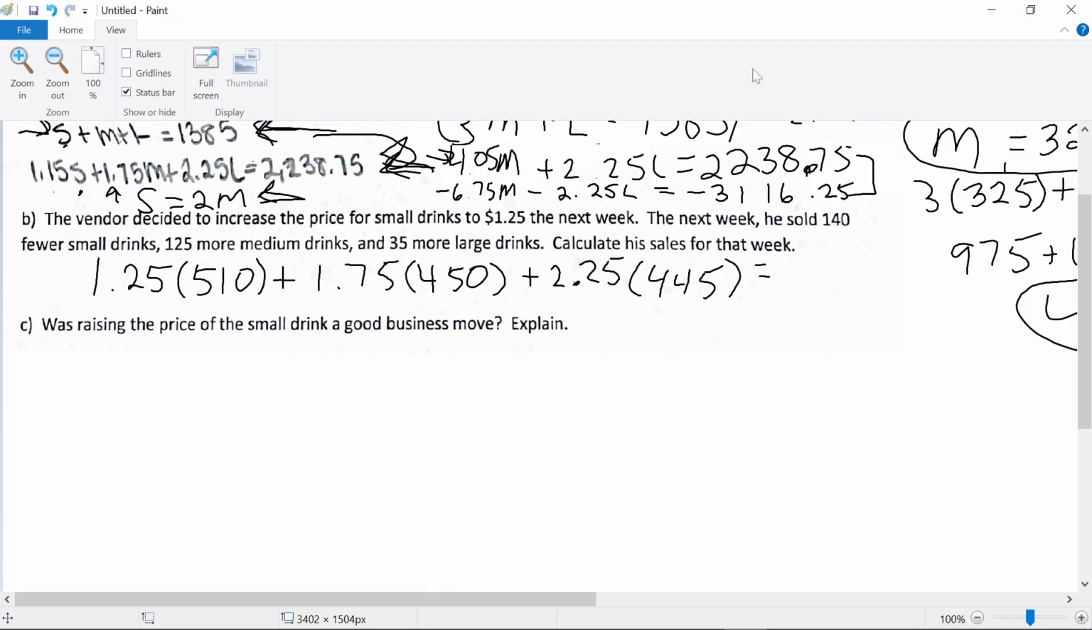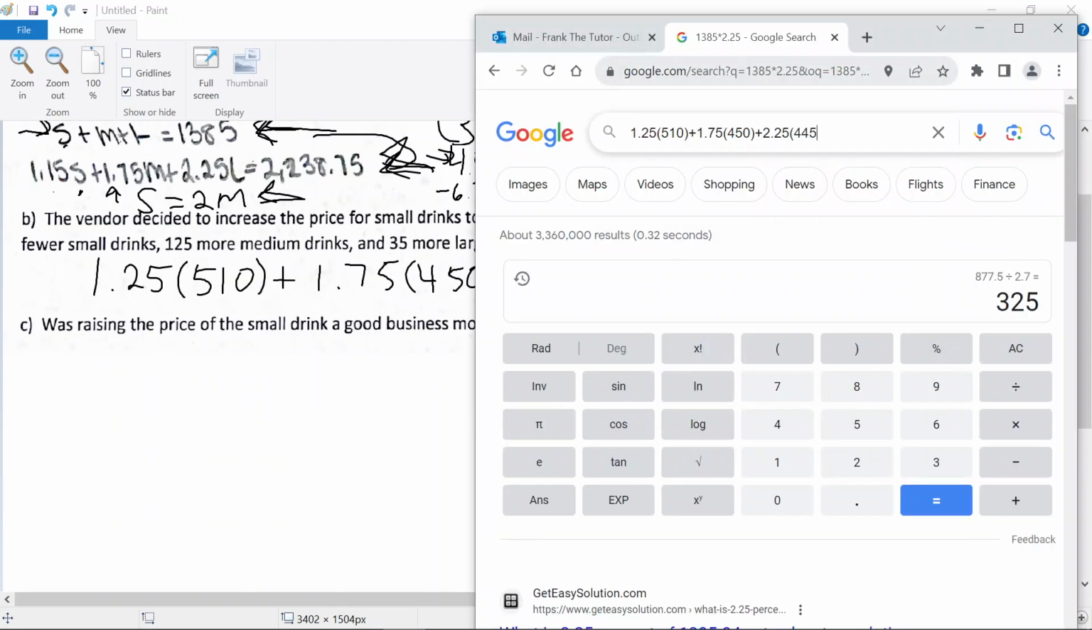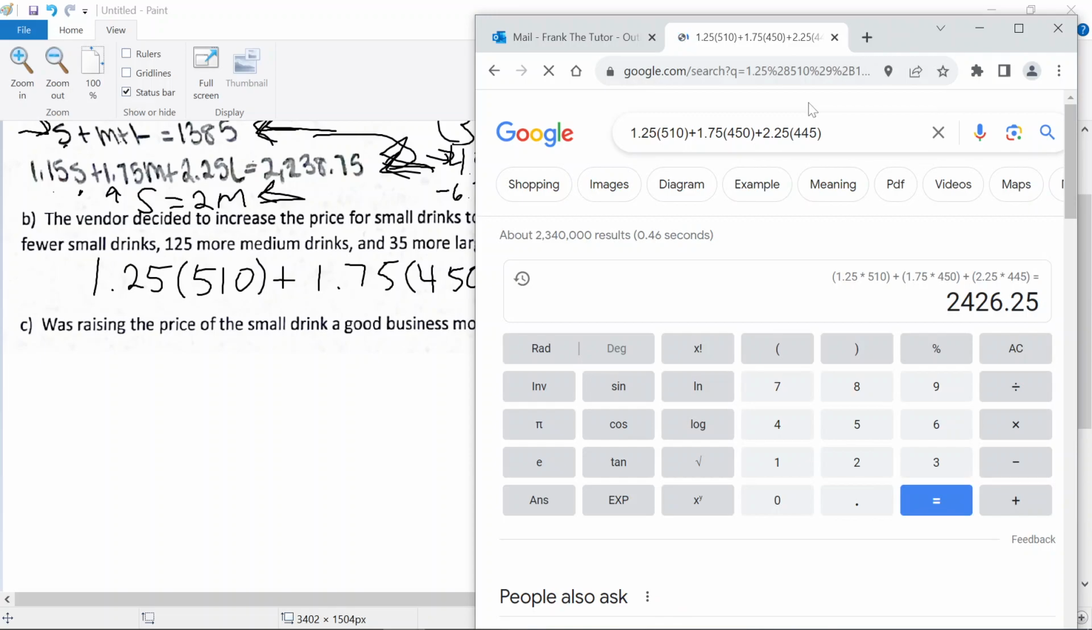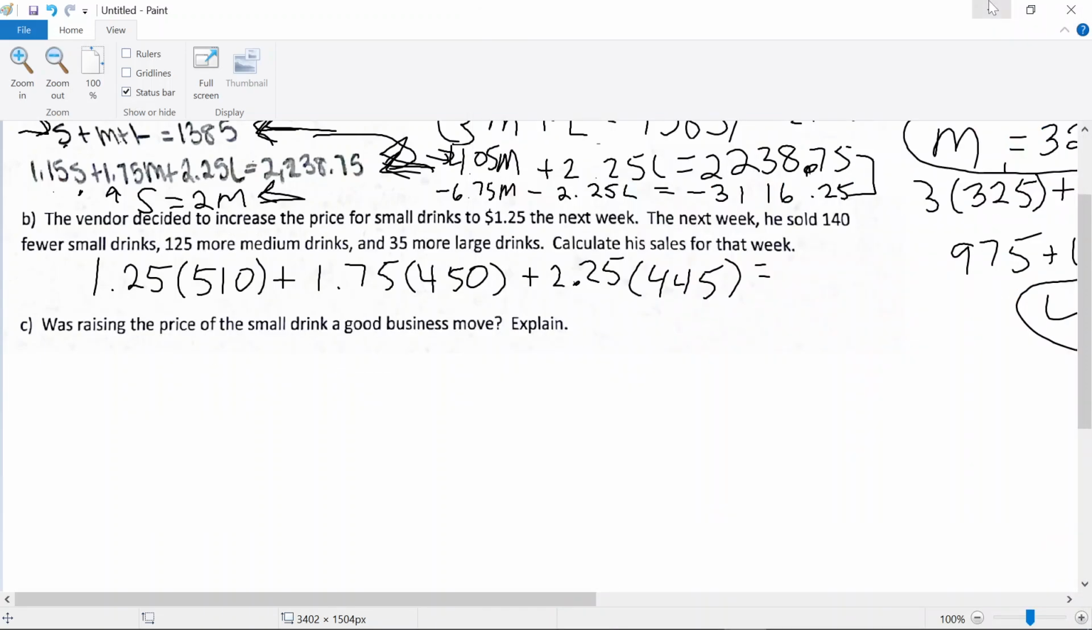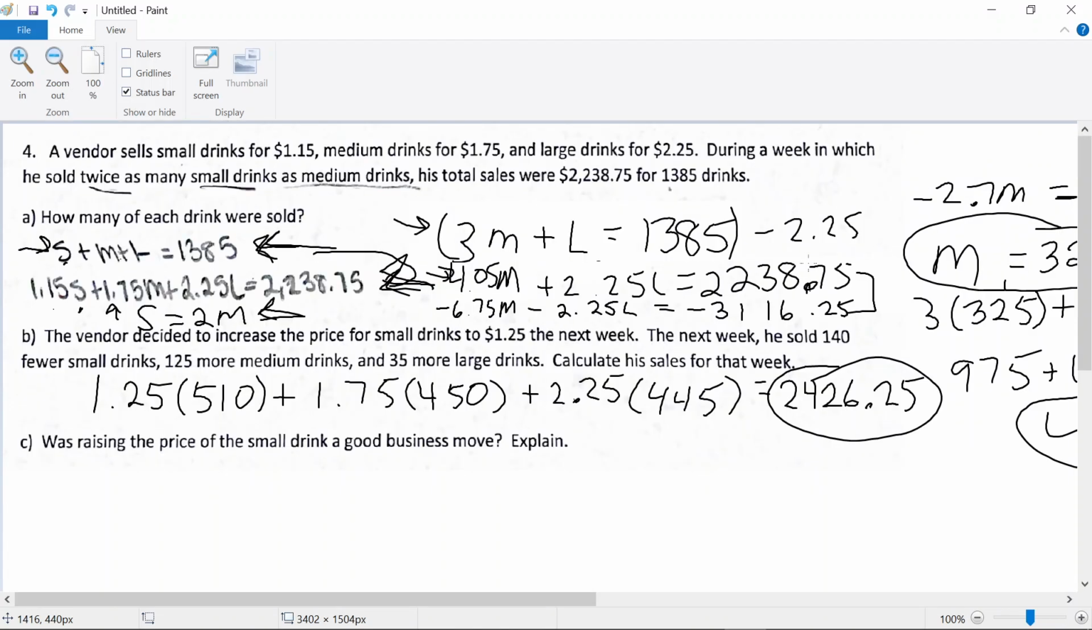2.25 times 445, and that equals 2625. So there's the sales for that week. And the original sales were only 2238.75.